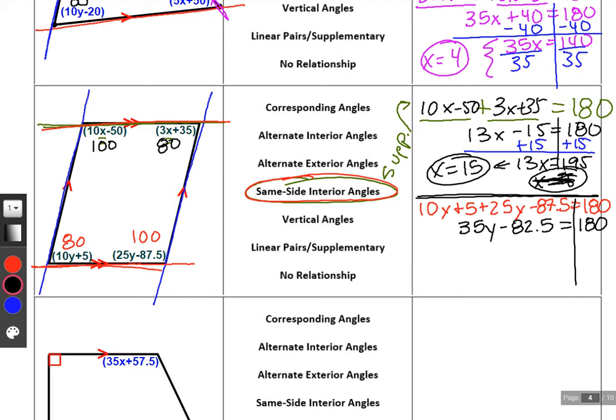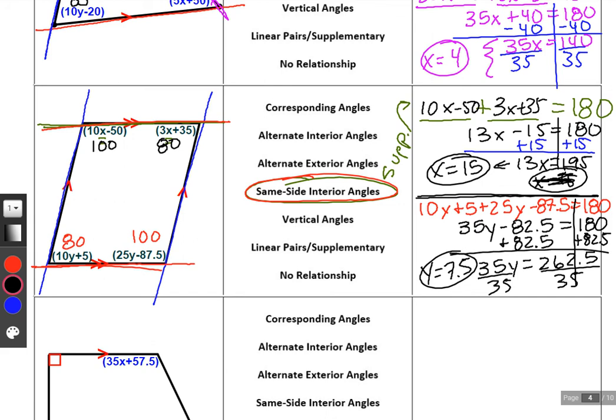Okay, so if we add the 82.5 to both sides, we got something real gnarly. So we got 35y's are the same as 262.5. Divide the 35's out. We have y to be 7.5. Don't be afraid of decimals. They're part of mathematics. We can't avoid them.